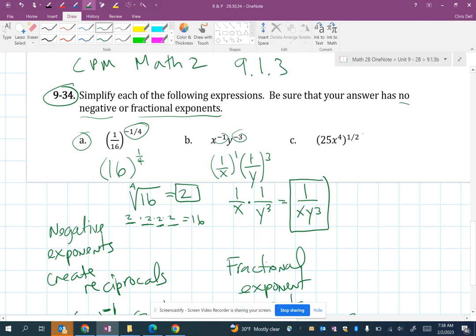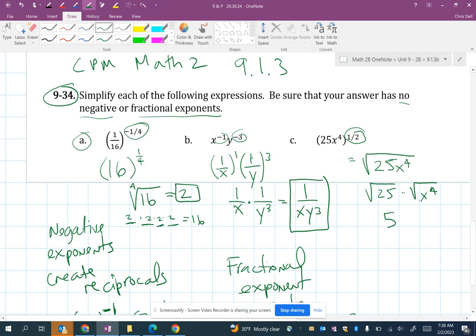Last one, C. Looks like all we have is a fractional exponent, which again is a root. So this is just saying, what is the square root of 25x to the fourth? Well, we can take the square root of each of those separately, right? So the square root of 25 and then also the square root of x to the fourth.